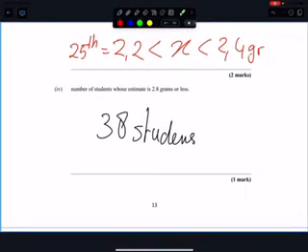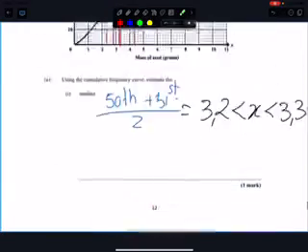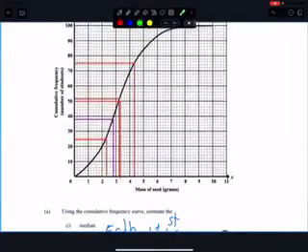Number of students with an estimate of 2.8 grams or less. You go up. 2.8 grams, you look at the bottom. What is 2.8? There, purple line. Go up, go there. How many students? That's technically exactly 38. You can mark it.